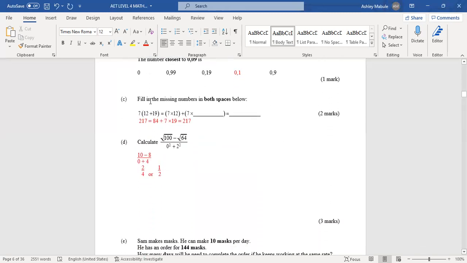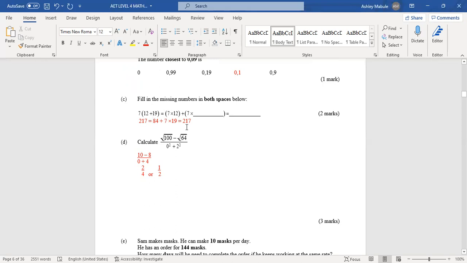And then this says fill in the missing numbers from both spaces. How you do this is that you first start by solving this. You're going to say 19 plus 12, and that's going to give you 31 times 7, it's going to be 217, meaning that this answer must also be 217. Then you're going to solve for 7 times 12, which is 84. And then you're going to minus 84 from 217 and get an answer.